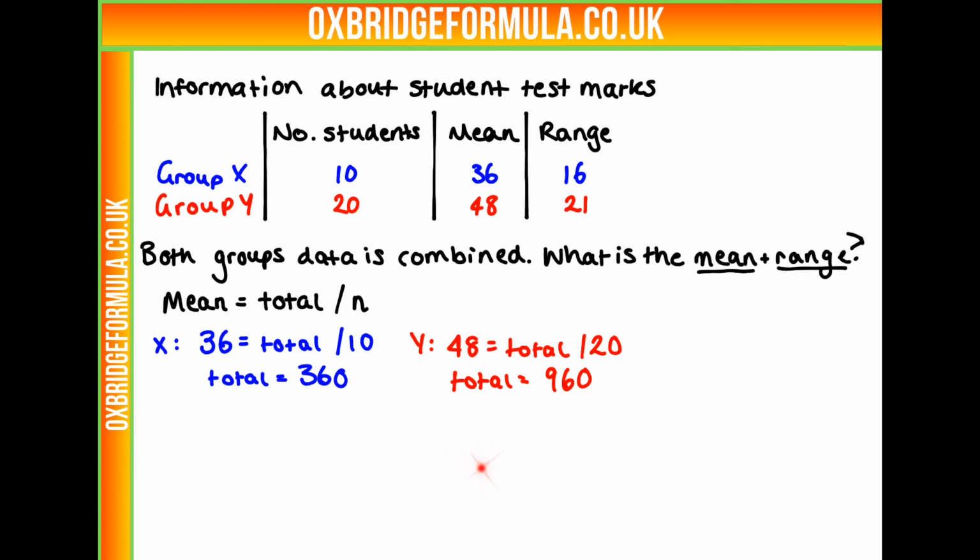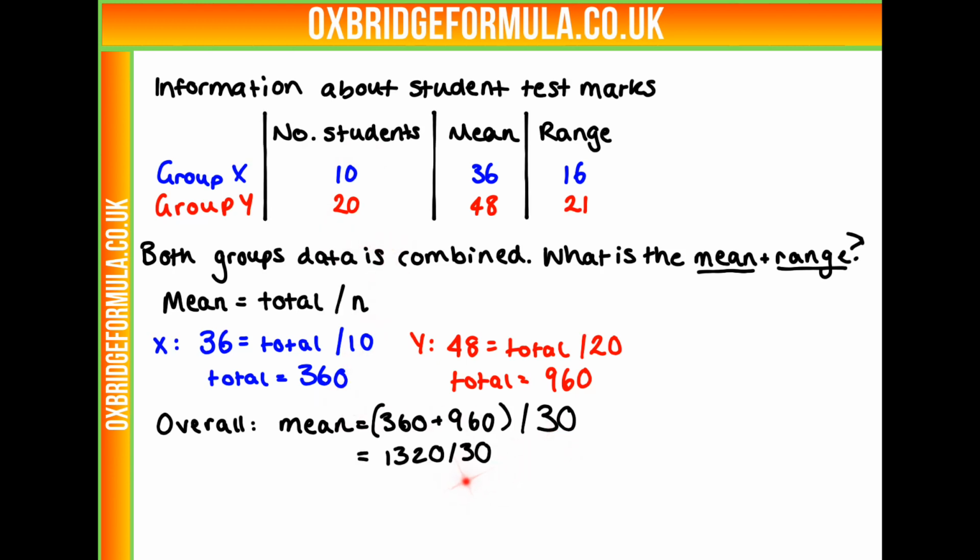So how can we work out the overall mean? Well, if we add the two totals together, that gives us the overall total. So we can just do the overall total, which is 360 plus 960, divided by the total number of students, which is 10 plus 20, so 30. And that gives us our overall mean of 44.